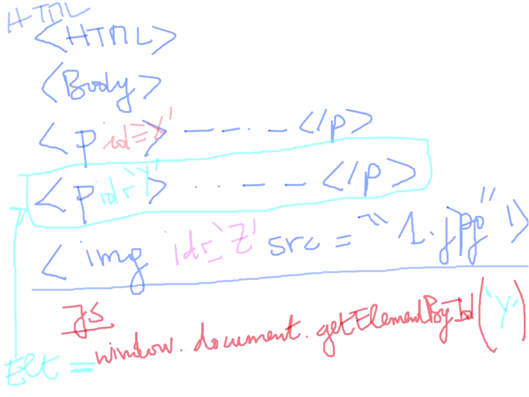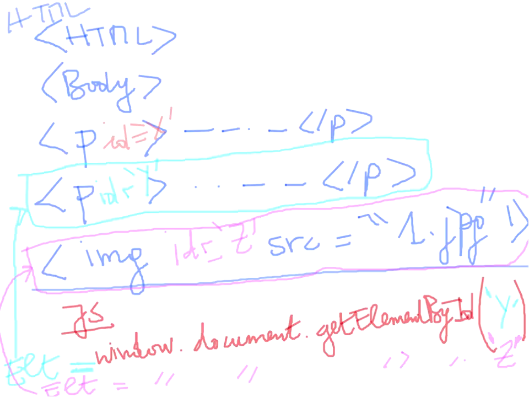Okay. After that, if I specify not Y but Z, so I write window.document.getElementById, and here I will write Z, not Y. In this case, what will I obtain? My element will be, yes, very good, all this element, the image. Is it clear?